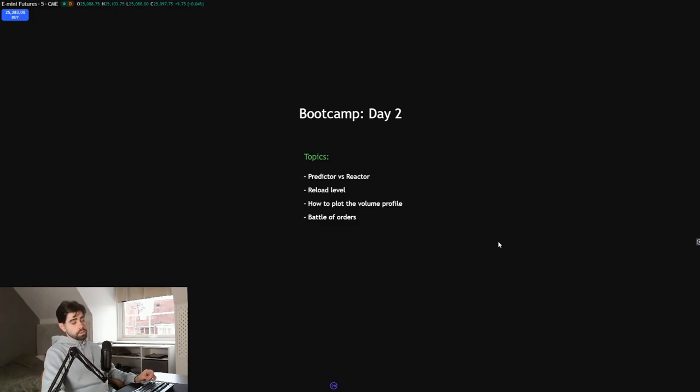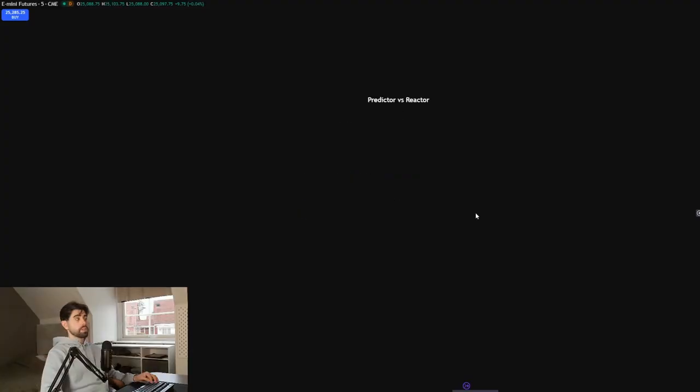Bootcamp day 2. These are the topics for today. So first, predictor vs reactor, reload level, how to plot the volume profile. Lastly, battle of orders.